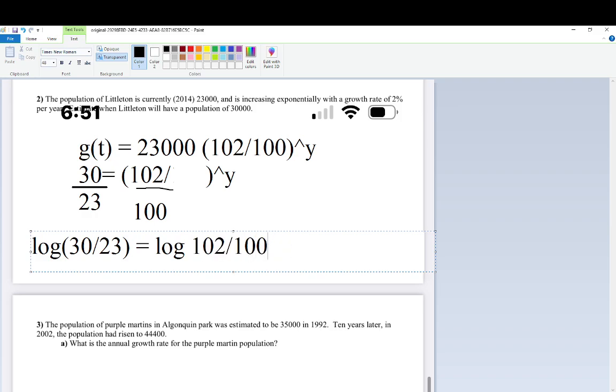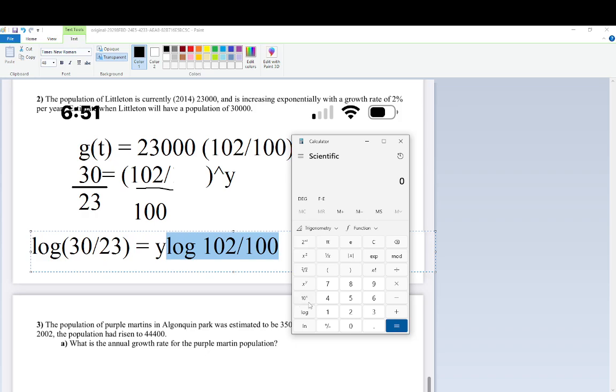Now the rule is I can put y over here. Now to solve for y, divide both sides. This is just a number. You can always find out in your calculator that's just a number. 102 divided by 100 is simply 1.02, that's an increase of 2%. Take a log. That's the number. You can always put the number on your math sheet, but you're going to lose out on the accuracy.